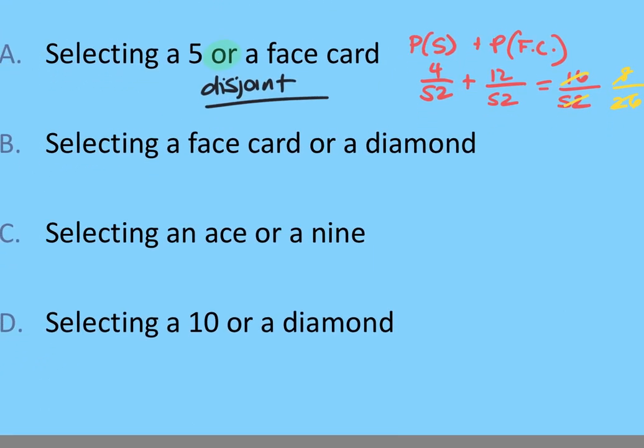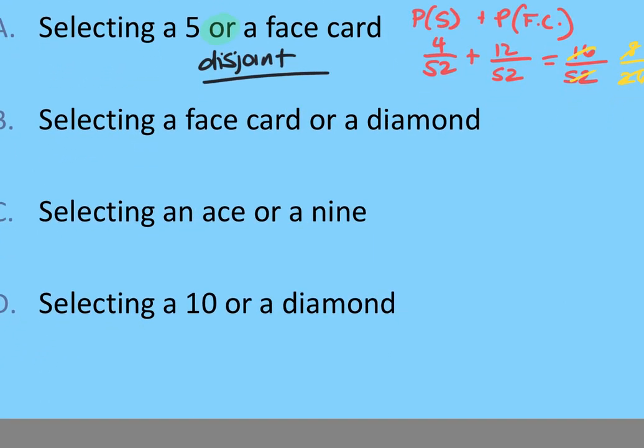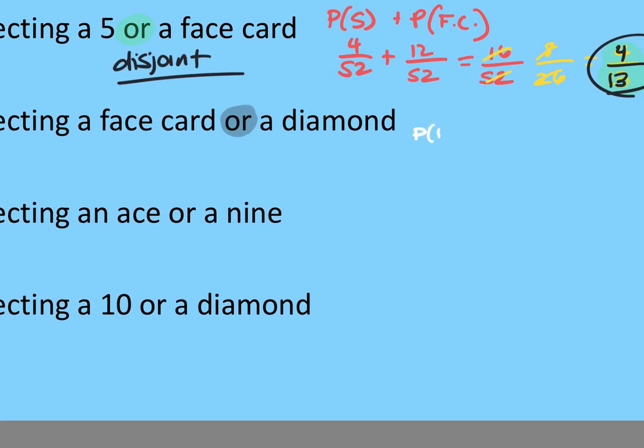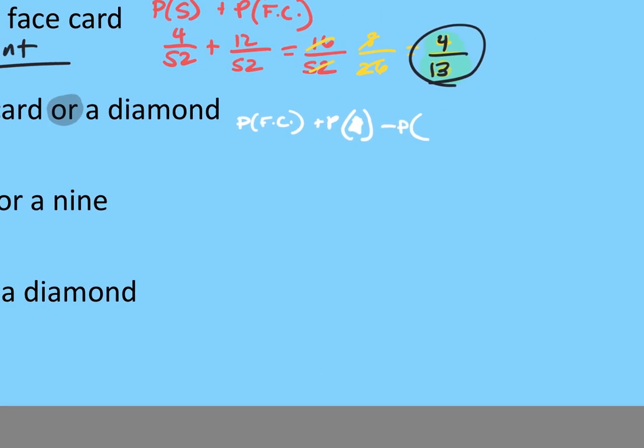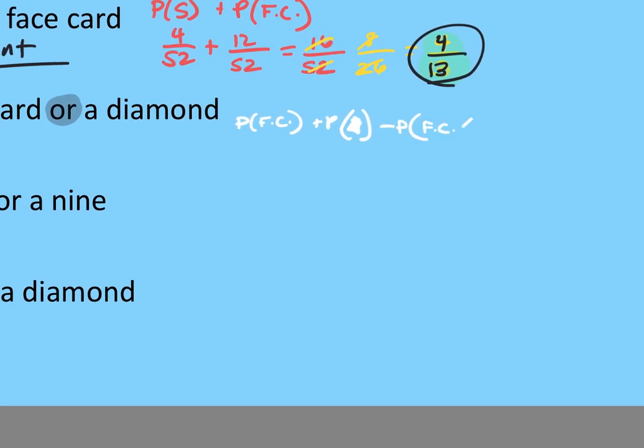All right, B, selecting a face card or a diamond. Can it be both a face card and a diamond? Yes, this time it's overlapping. So I have to do the probability of the face card plus the probability of the diamond minus the probability of the face card that is also a diamond.